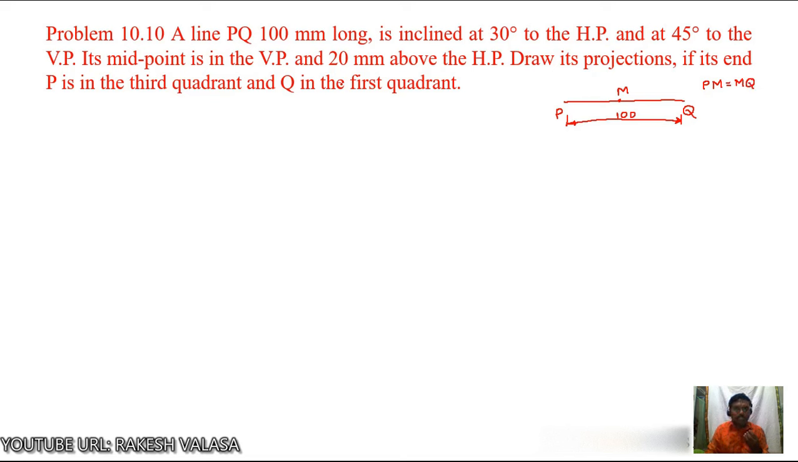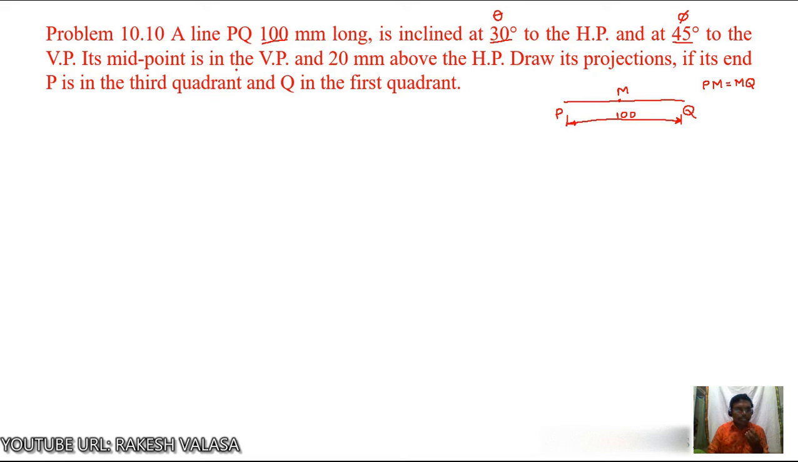One more condition is that this line is 30 degrees to the HP, that means theta equal to 30 degrees. This is the theta. And 45 degrees to the VP, this is the phi. Next, true length PQ equal to 100 mm. This is the true length.